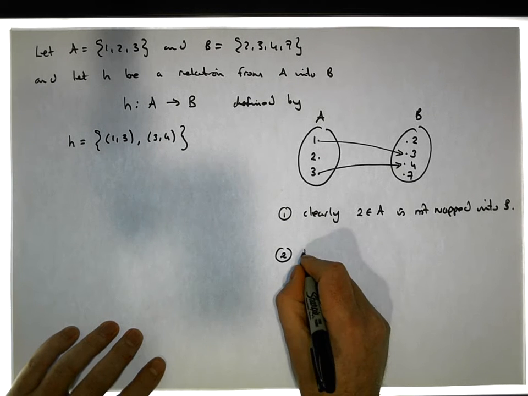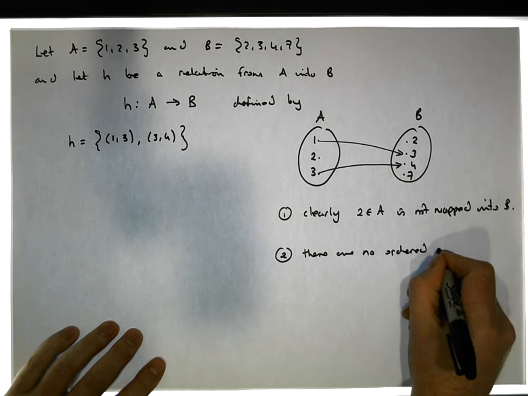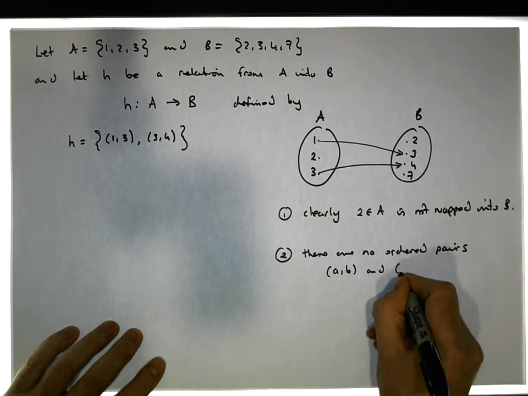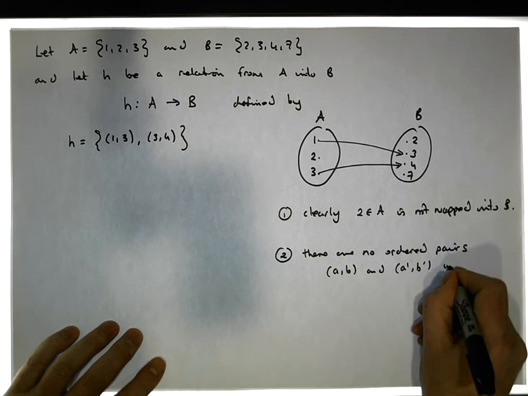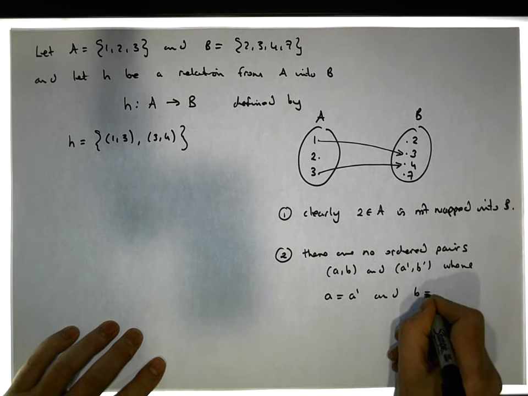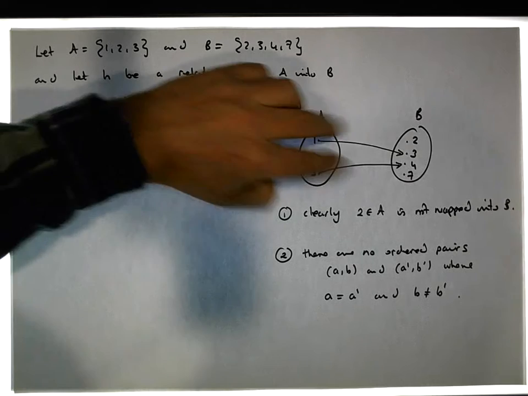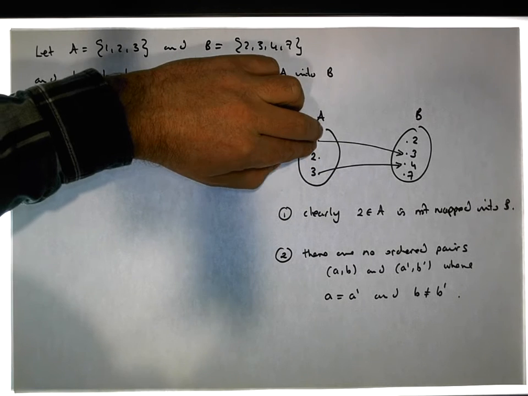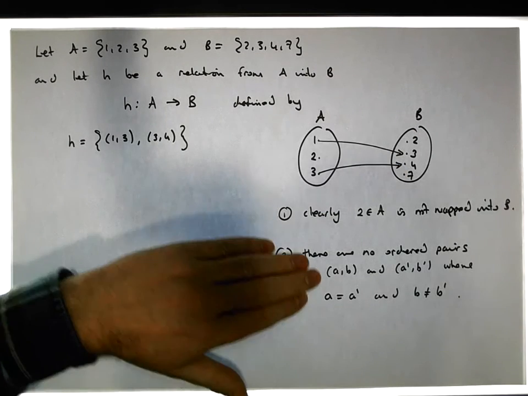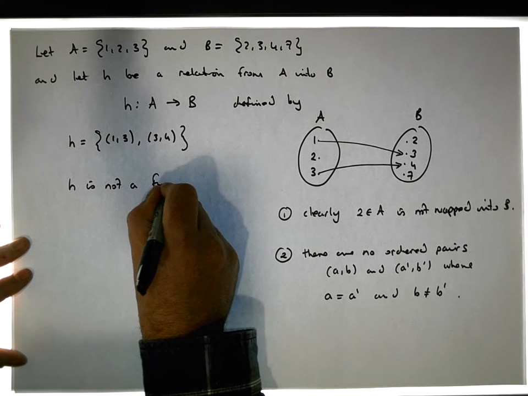There are no ordered pairs (a, b) and (a', b') where a is equal to a' and b is not equal to b'. There's none of them in there, so it actually satisfies the second condition. There are no double arrows coming out from single values into separate values over here, so we do satisfy the second condition, but we don't satisfy the first condition. So H is not a function.